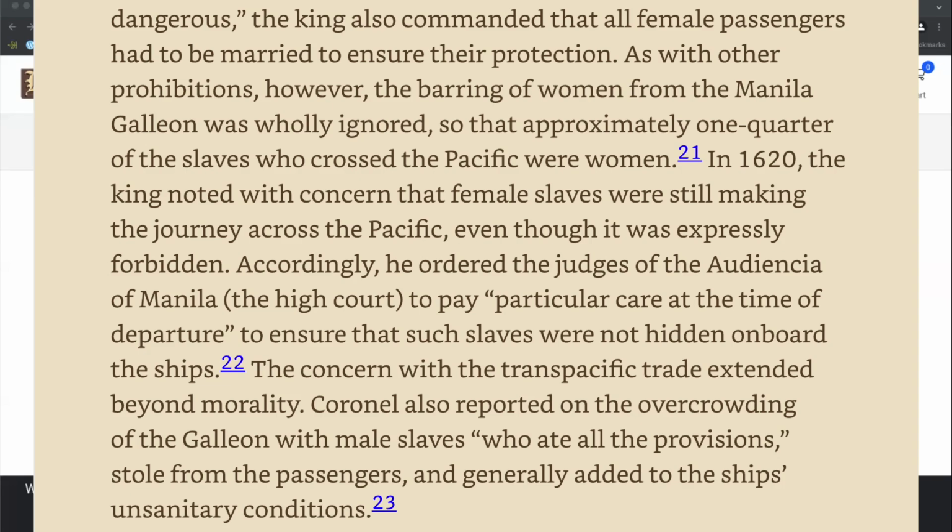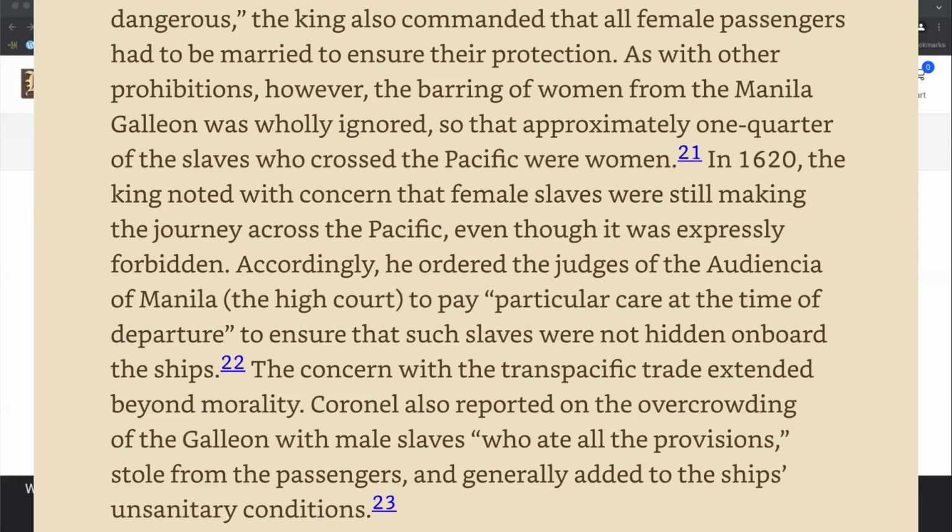As with other prohibitions, however, the barring of women from the Manila galleons was wholly ignored, so that approximately 1/4 of the slaves who crossed the Pacific were women. In 1620, the king noted with concern that female slaves were still making the journey across the Pacific, even though it was expressly forbidden. Accordingly, he ordered the judges of the Audiencia of Manila, the High Court, to pay particular care at the time of departure to ensure that such slaves were not hidden on board the ships.